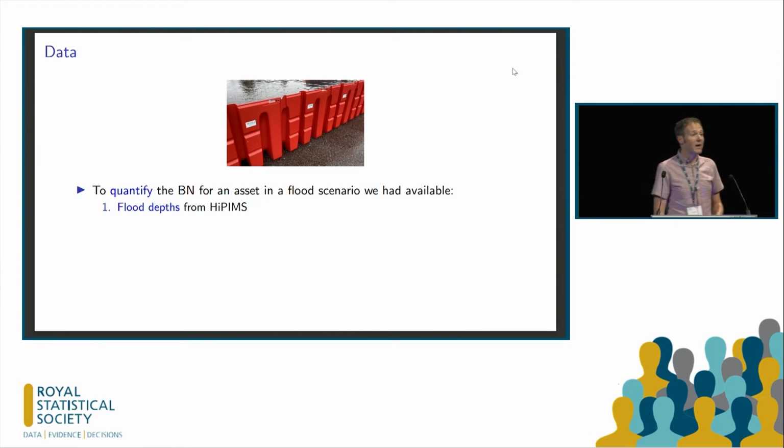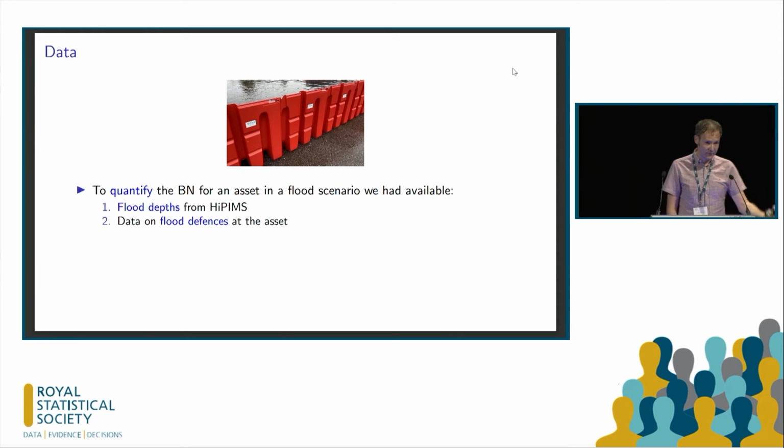So what data did we have available to do this? Well, we had the HiPIMS output. So we had all the flood depths at all the locations at all the time points in the scenario. So we knew all the flood depths. Within the knowledge graph, we had all of the information available on any flood defenses at the asset. So for example, some of them have permanent flood barriers. Any flood defenses at the asset were recorded in a database, and so we had those available.